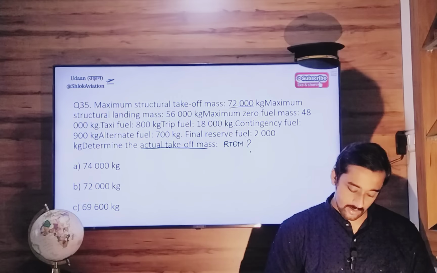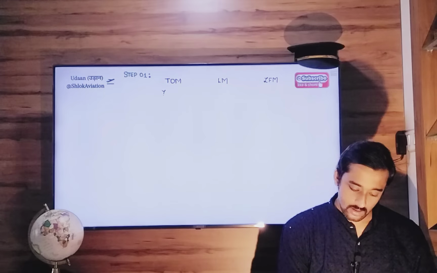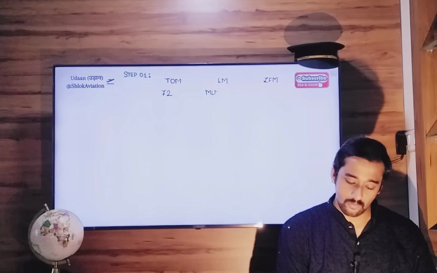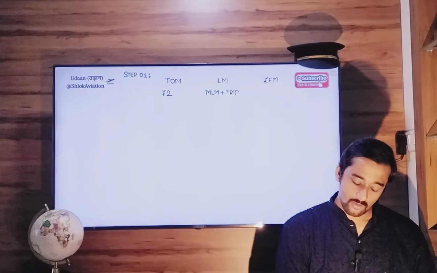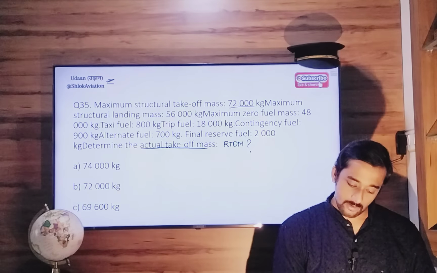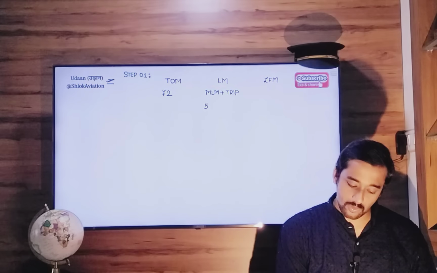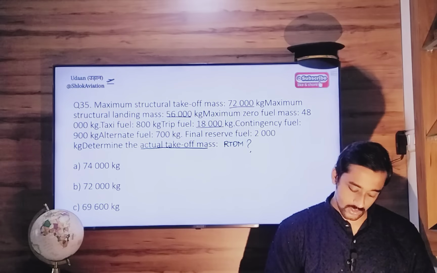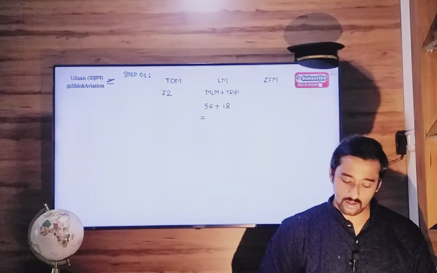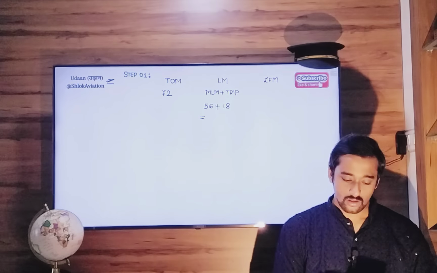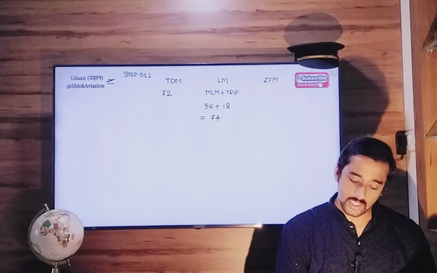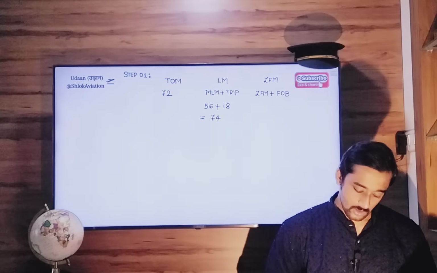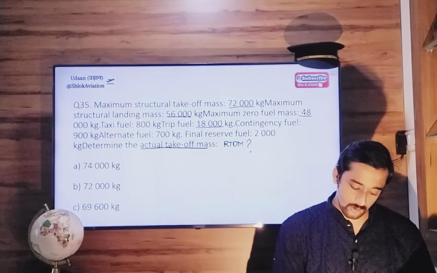Takeoff mass given to us is 72,000. Landing mass is your maximum landing mass plus your trip fuel. What is the maximum landing mass given? 56,000. So 56 plus trip is 18,000. So 56 plus 18, 74. Zero fuel mass plus fuel on board. What is the maximum zero fuel mass? 48,000.